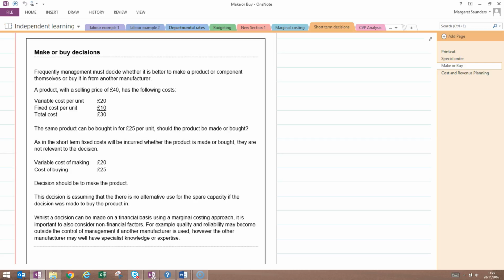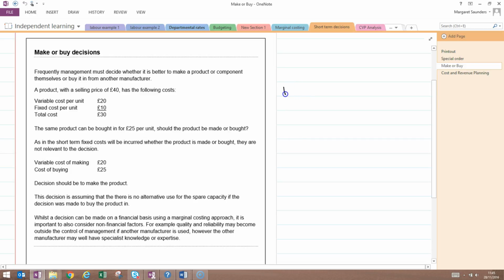As in the previous example, we need to think about the fixed costs. They are £10 per unit. Now in the short term, whether the organisation decides to make the product or buy the product in, they are still going to incur that £10 per unit of fixed costs. That's not going to change. So in making the decision, we need to consider what will change.